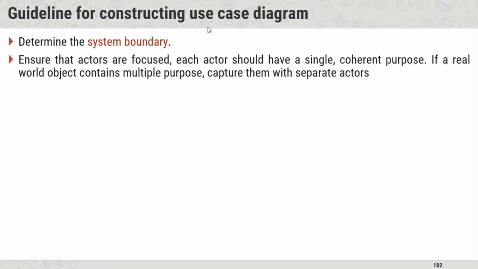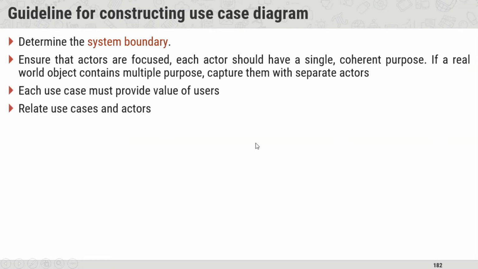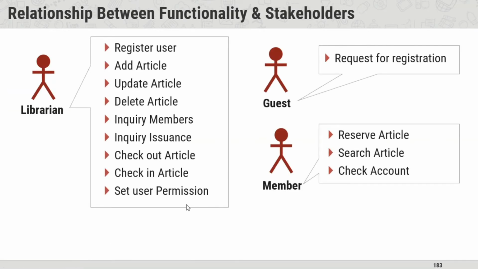So the guidelines for constructing a use case diagram are: determine the system boundary, ensure that actors are focused. Each actor should have a single coherent purpose. If a real world object contains multiple purposes, capture them with separate actors. Each use case must provide value to users. Relate use case and actor.